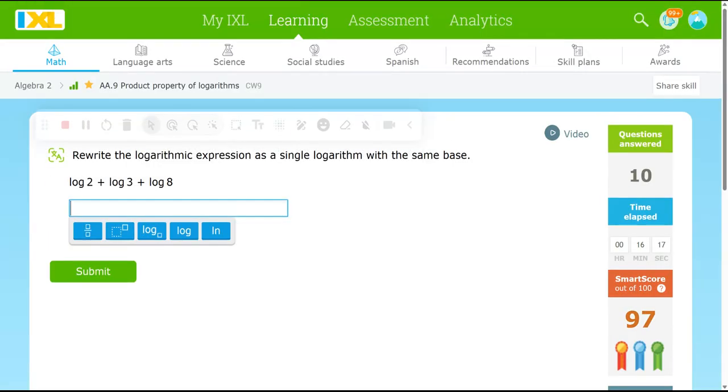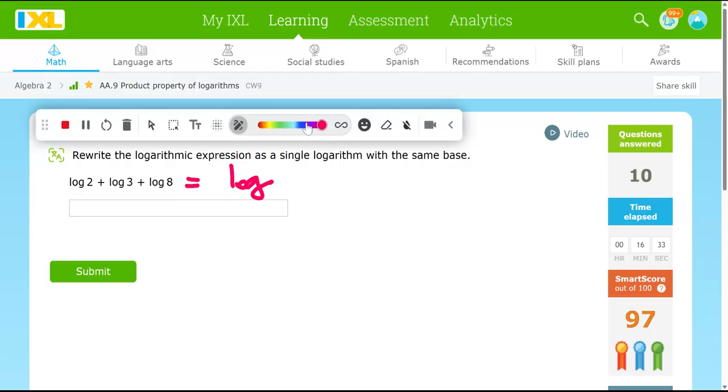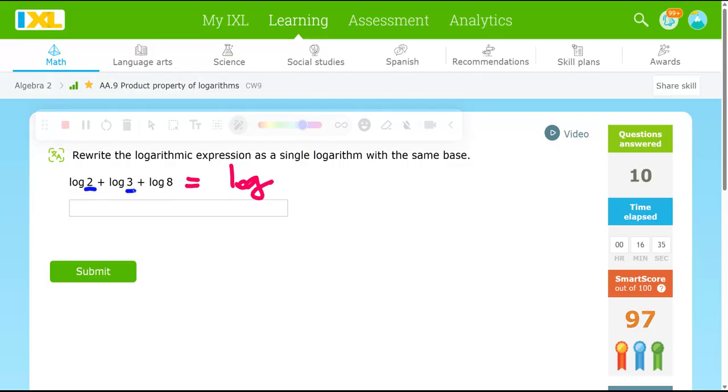So now, this is the last level, level 9. Same thing over here. Three logs adding together and they have the same base, hidden base 10. So I can combine them. You don't have to write the base 10. 2 times 3 times 8. 2 times 3, 6. 6 times 8, 48.